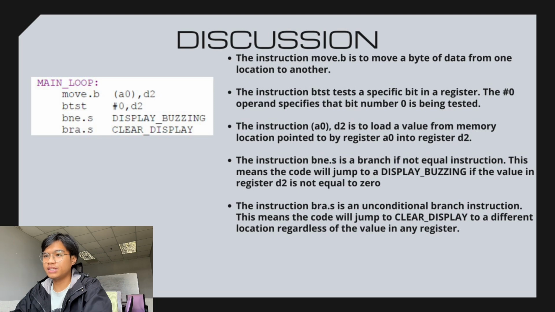The third branch is about the main loop branch. The instruction move B is to move a byte of data from one location to another, and the other instruction included in this branch is a bit test loop, where the code tests for the value of 0 in D2. There are 2 additional instructions, which are BNE.S and BRA.S, so that when the switch is triggered, it will directly go to the display buzzing branch, and if the switch is currently 0, it will go to the clear display branch.